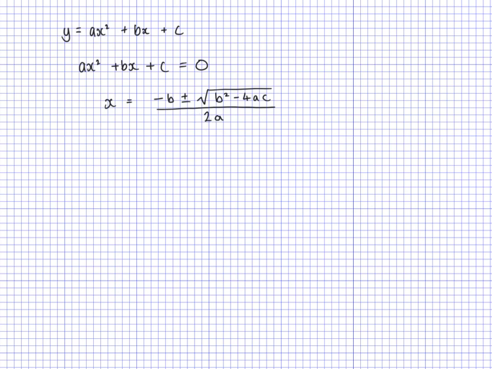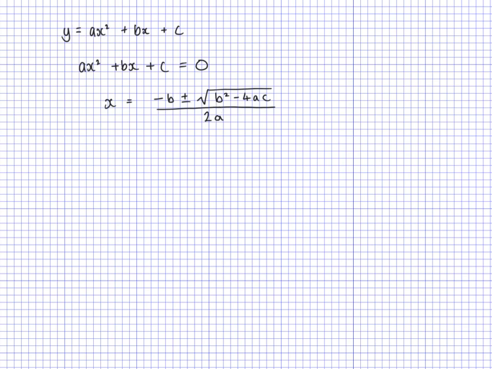Now suppose b squared minus 4ac was more than 0. So if it was more than 0, I would have square rooted a positive value. So then I could have done negative b, add this positive value, then divided by 2a. Or I could have done negative b, subtract this positive value, divided by the 2a.